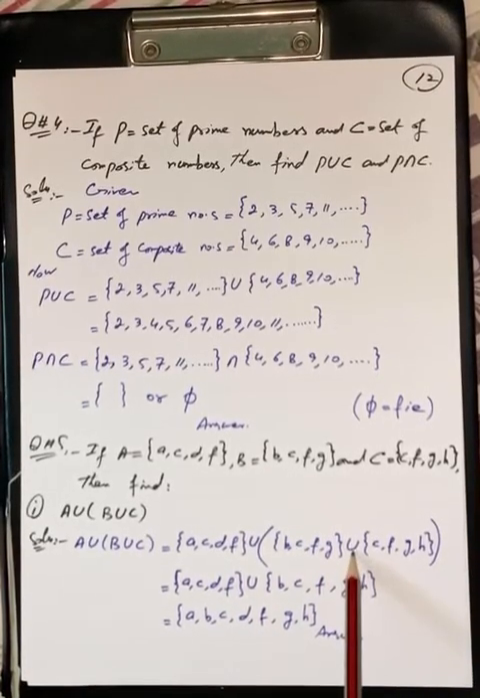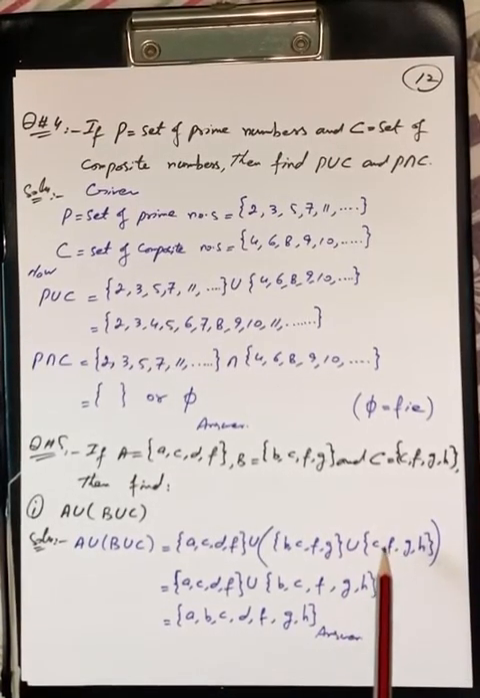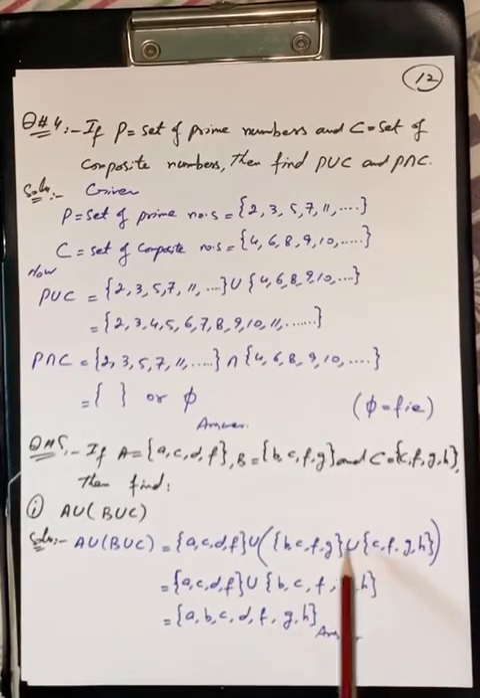So inside the bracket is the union of these two sets. So what is a union? It means writing all elements but not repeated. Then B, C, F, G, H. So this is the answer of the bracket.